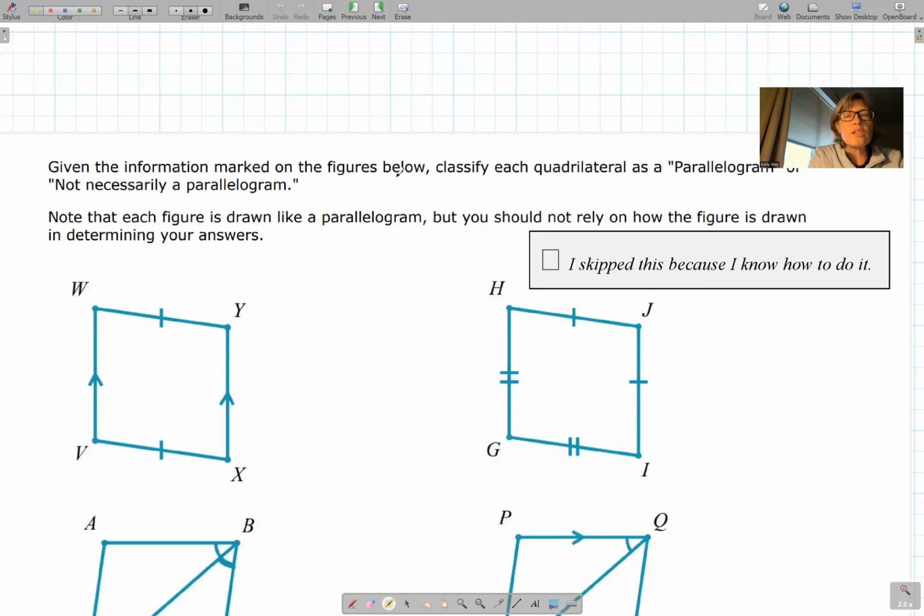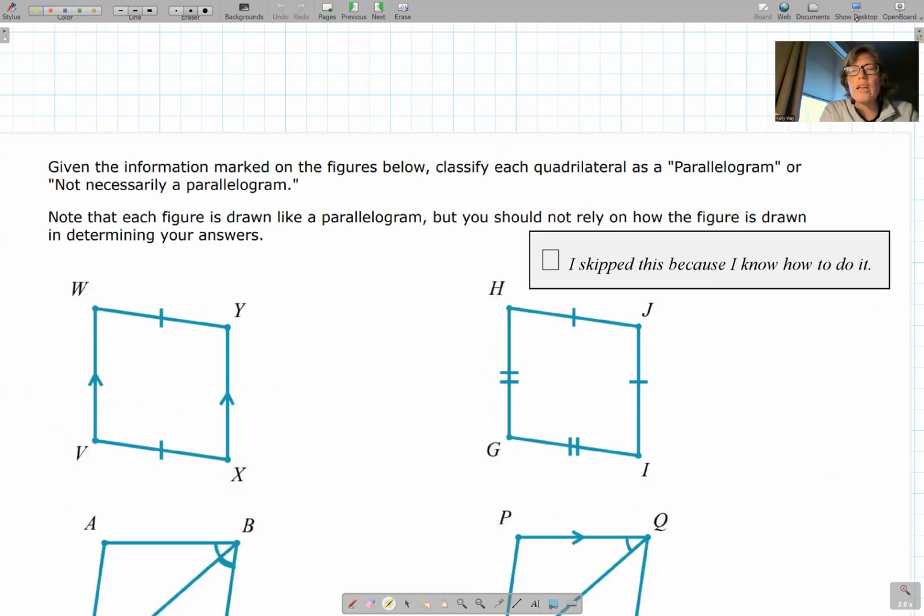Given the marked information on the figures below, classify each as a parallelogram or not necessarily a parallelogram. Note that each figure is drawn like a parallelogram, so you should not rely on the figure drawn to determine your answer.